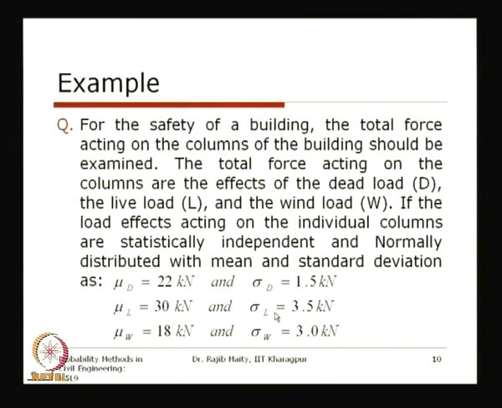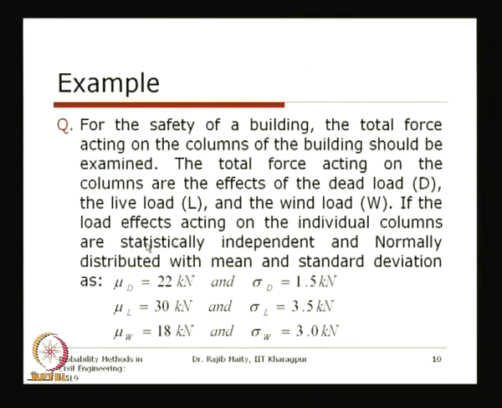Now let us take an example of a summation where all are normal distributions: a structural safety problem. For the safety of a building, the total force acting on the columns should be examined. The total force on the columns is the effect of dead load, live load and wind load. There are other loads as well, but here we have taken three types. These are the primary and most important loads, and there are different combinations we generally consider.